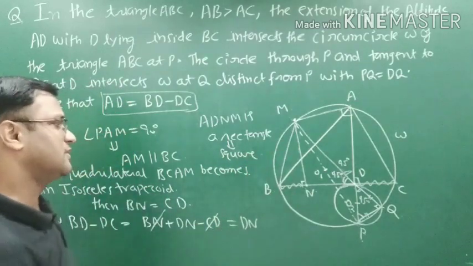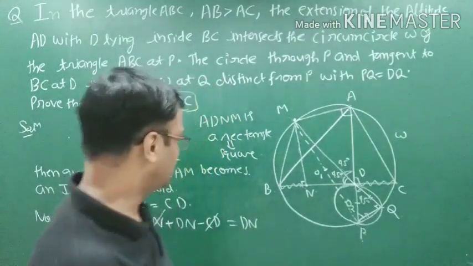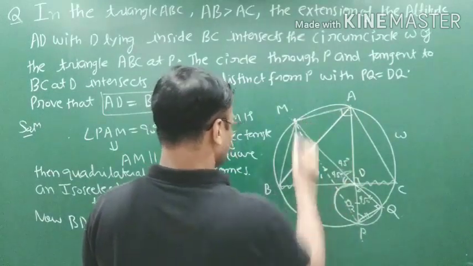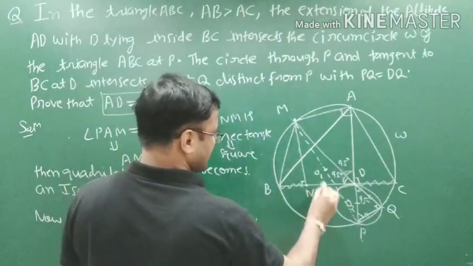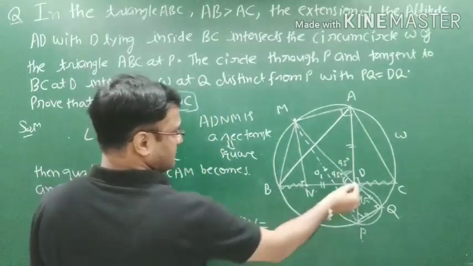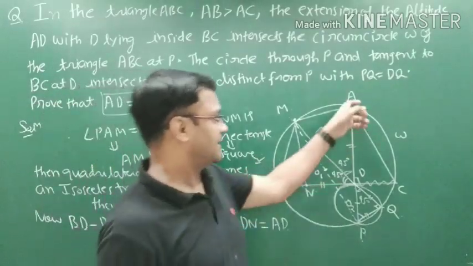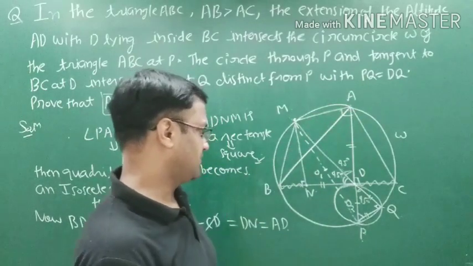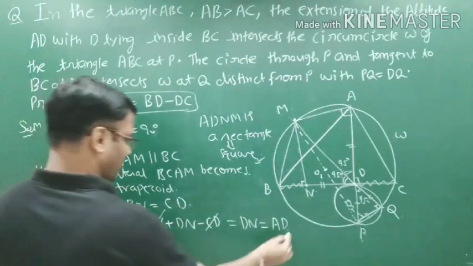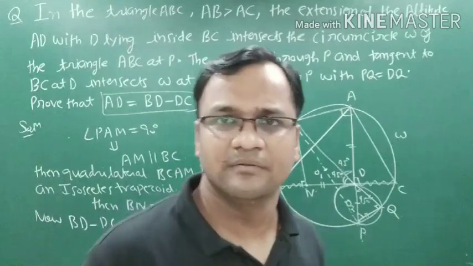This is a property of a square, because if the diagonal bisects the interior angle in a rectangle, then that rectangle becomes a square. And if ADNM becomes a square, then adjacent sides DN and AD are equal. Then what we can write? DN equals AD. The reason is very clear because we have proved that this rectangle ADNM becomes a square, therefore adjacent side lengths are equal. Therefore, what we have proved is that BD minus DC equals AD. Hence, we are done. Thanks for watching.